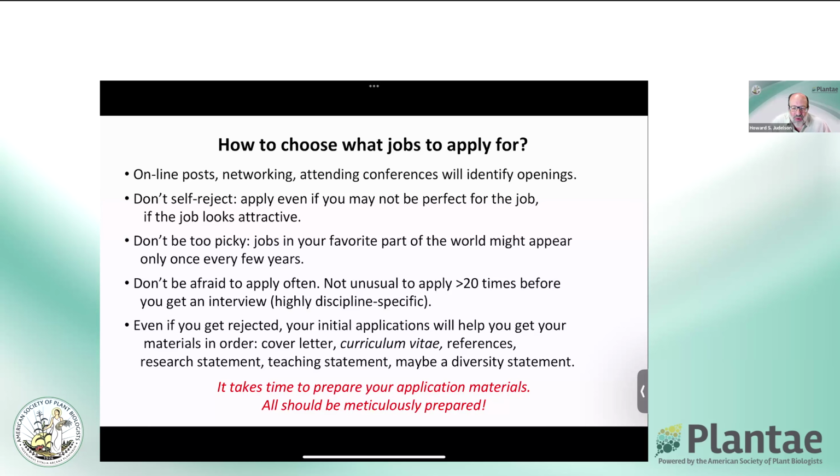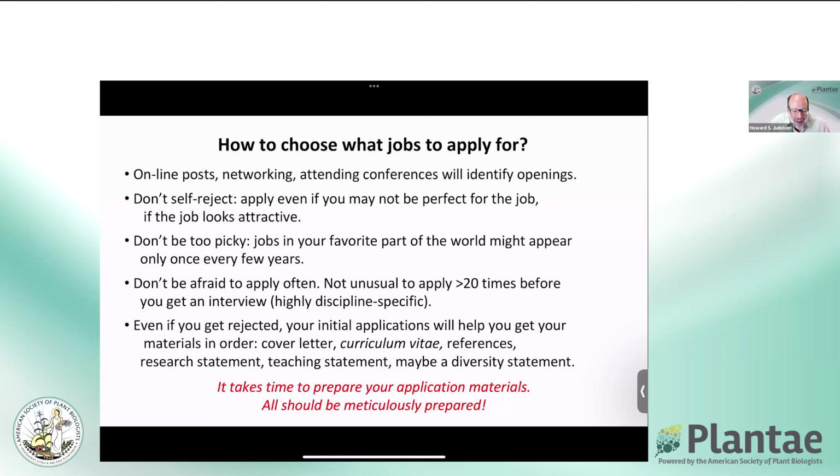Also, don't be afraid to apply often. It's not unusual to apply 20 or more times until you get an interview. This is highly discipline specific. Some positions there'll be more than 100 applications. Some there may only be 30. So there's a lot of competition.